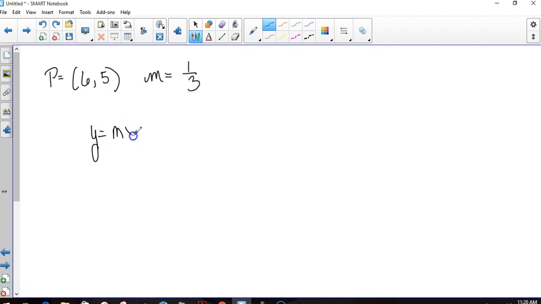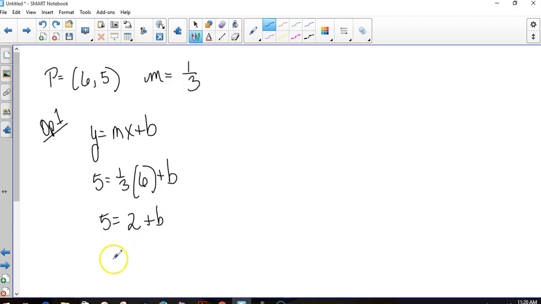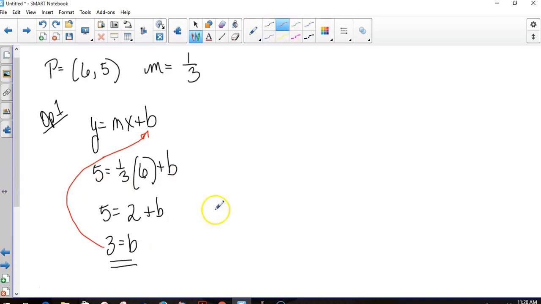You can say y = mx + b and do what we did on the previous slide. Plug in your y value, your x value, and your m value, and you can solve for b. The trick is that when you solve for b, you are not done. b is not the equation of the line. That is your y-intercept. So you then have to take b and plug it back in to write the equation. And so the equation of this line would be y = 1/3 x + 3.